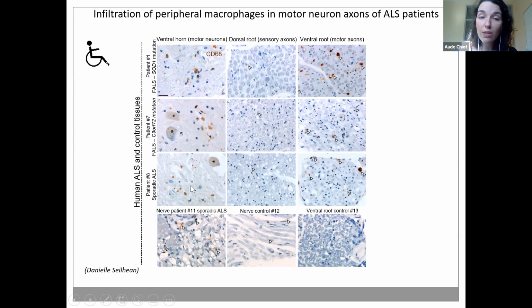But what was really interesting for us is that we did see an infiltration of activated macrophages in the ventral roots, which actually contain the motor neuron axons, and they were completely absent from the dorsal roots. More interestingly, we also had an infiltration of activated macrophages in the nerve of patients that is absent in controls. So both in mice and humans, it seemed that macrophages are reacting to the motor neuron degeneration.